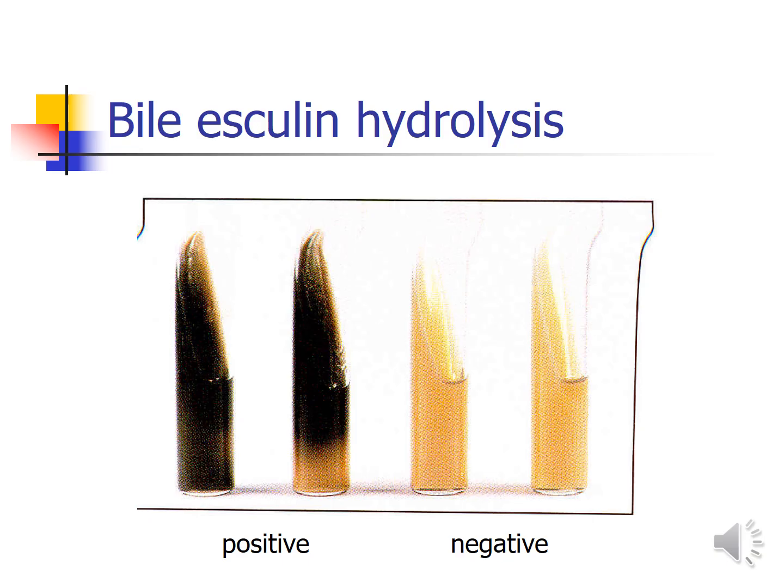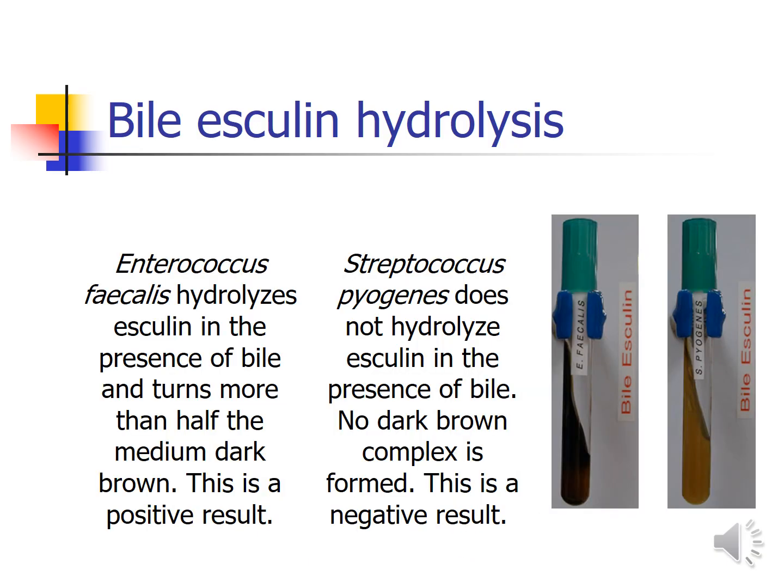No color change is negative. So for Enterococcus faecalis, esculin is hydrolyzed in the presence of bile and turns more than half of the medium dark brown. This is a positive result. Streptococcus pyogenes does not hydrolyze esculin in the presence of bile. No dark color complex is formed. This is a negative result.